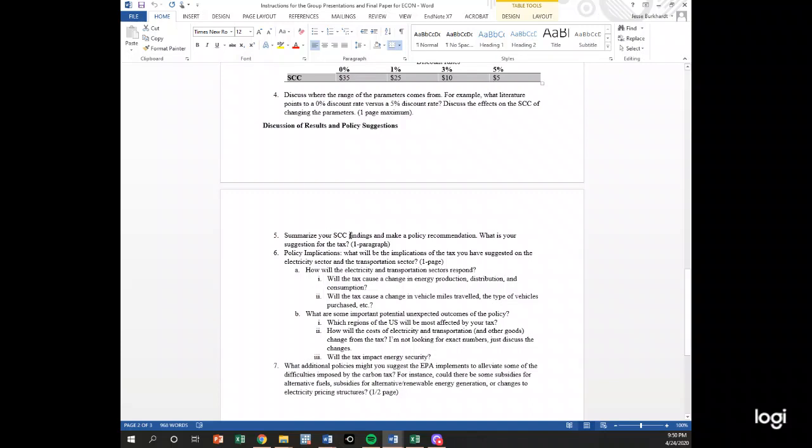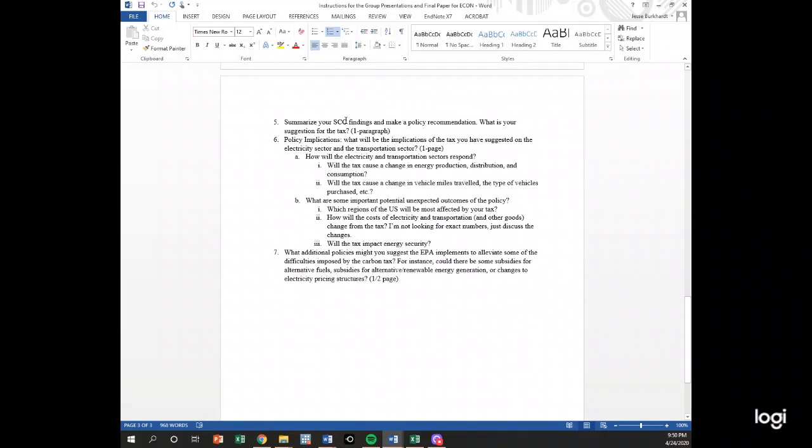Then summarize your findings. What is your suggestion for the tax? One paragraph. And then finally tie it to what we learned in the class. What are the policy implications? What effect will it have on the electricity sector, the transportation sector, in other words, oil? What will happen to the merit order of electricity production, etc. So think about all these things. Energy security.